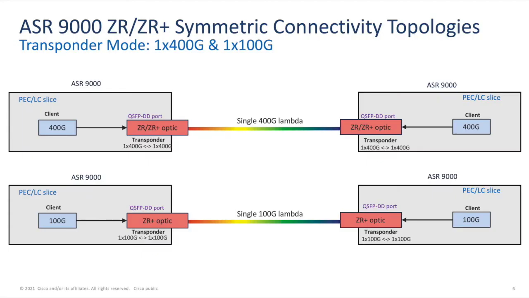Now let me explain which interconnect options and topologies are available when we use ZR or ZR Plus optic with ASR 9000. The first example is a symmetric interconnect solution.